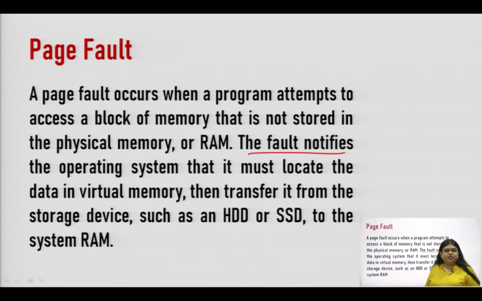So, when this fault takes place, it is a process which notifies the operating system that it must locate that data in the virtual memory that is there in the secondary storage, right. It is either on the hard disk or on the other secondary storage devices, to search for that data in the virtual memory and bring it into the main memory. So, this is what is page fault. Very simple to understand. Whenever it has not found its page in the main memory, it requests the operating system to find that page in the secondary memory and bring it into the main memory. So, this is page fault.